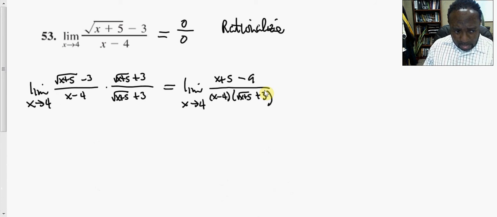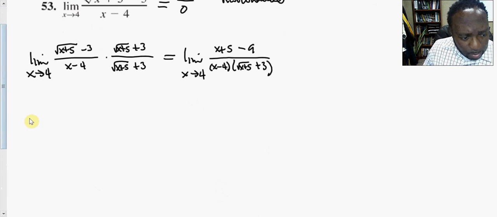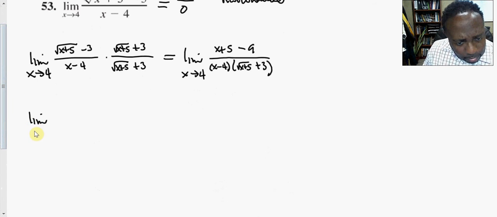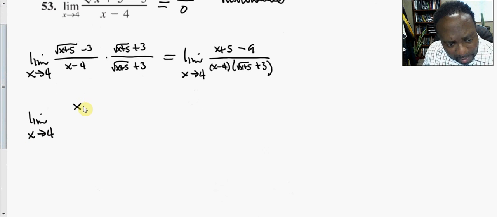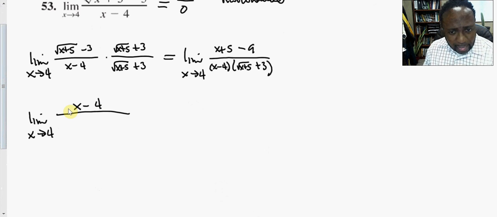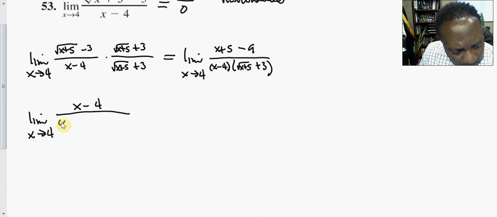Now, yes, simplify the numerator. The limit as x approaches 4. Up top, we have x minus 4. And if all goes to plan, that's what's supposed to happen, because you want that guy to cancel out with this x minus 4 downstairs.